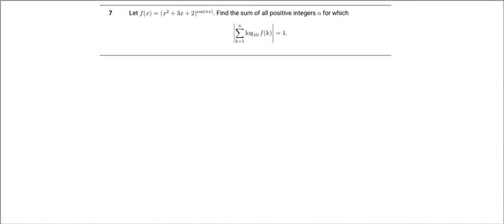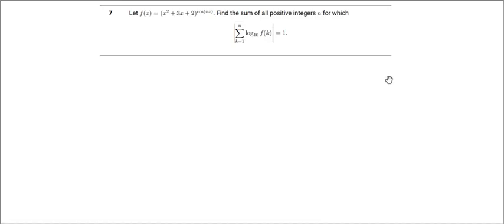Hello everyone, today we're going to be doing 2014 AIME II problem 7. Now looking at this first, it looks really complicated. Like we have f of x, a quadratic to the power of a trig function, and then a summation of a bunch of logs with an absolute value around it. Like what is going on? But it's actually not as hard as it looks. So let's break it down first.